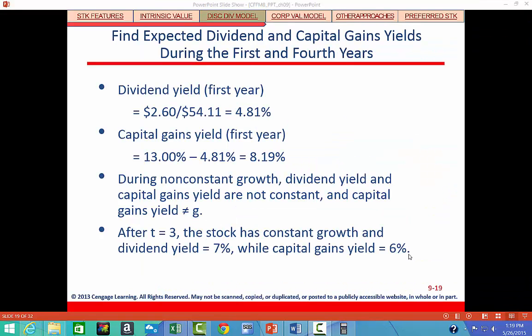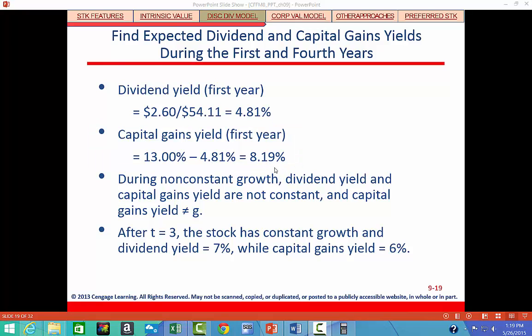Now let's look at that supernormal growth example, the dividend yield and the capital gains yield during the first year versus the dividend yield and capital gains during the fourth year. In the first year, if you took D1 divided by the price that we calculated, you'd get a dividend yield of 4.81%, which was different than the 7% that we had before. And then the capital gains yield was larger, whereas before it was 6%, and because of the supernormal growth period, it's actually 8.19. The way they got that was they took the required return and subtracted the dividend yield like we talked about.